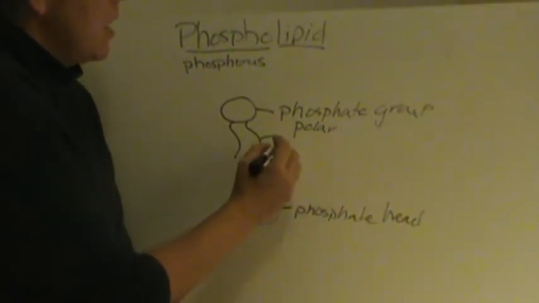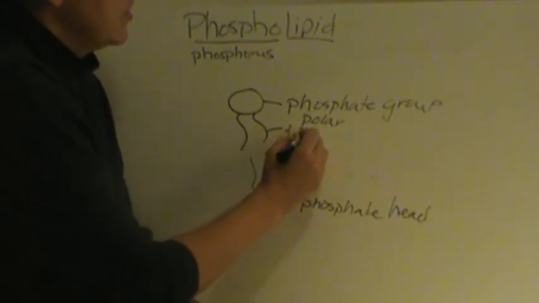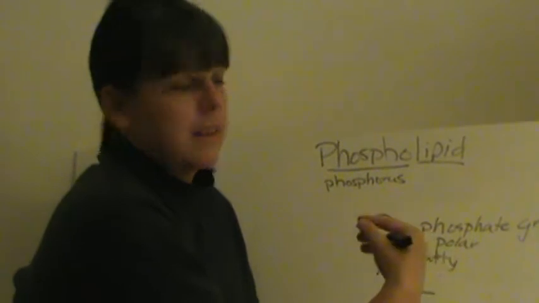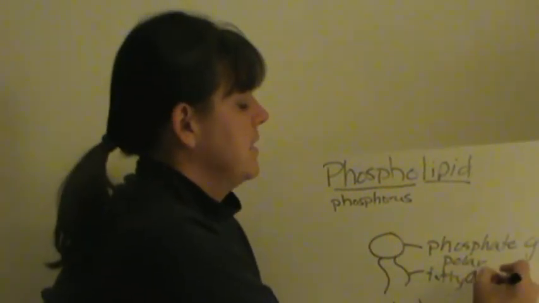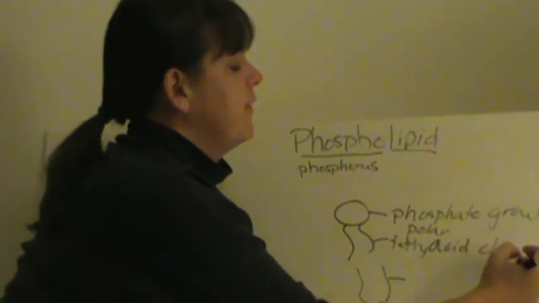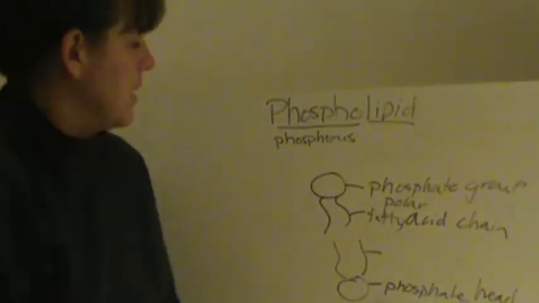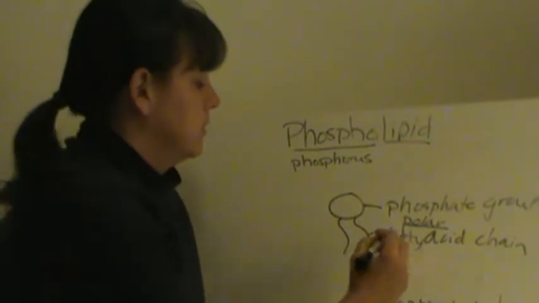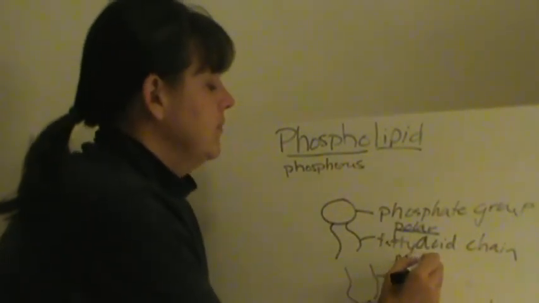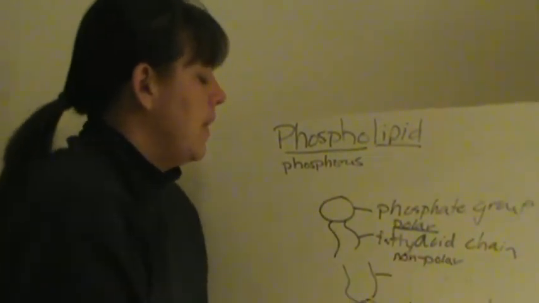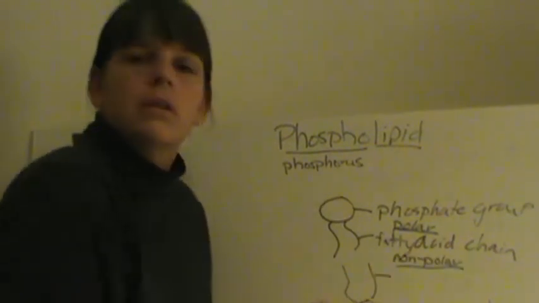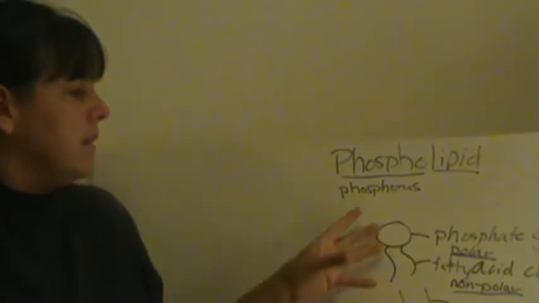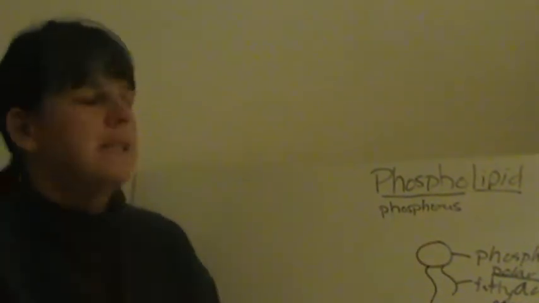And on the other side, we have our fatty acid chains. That should sound familiar from the triglyceride we were just talking about. So we have fatty acid chains. And the phosphate head is polar. The fatty acid chain is non-polar. And we'll talk a little bit more about polar and non-polar sides of things as we progress, when we start talking about the use of these phospholipids.